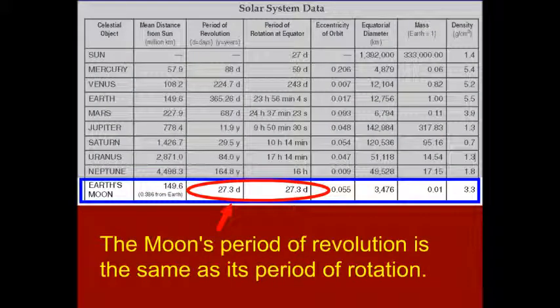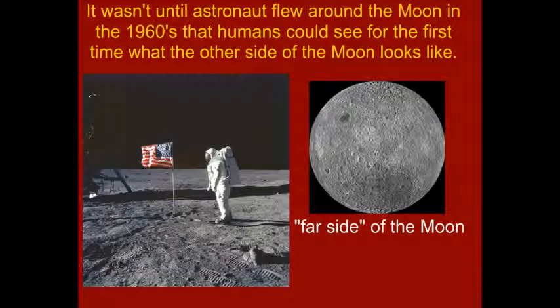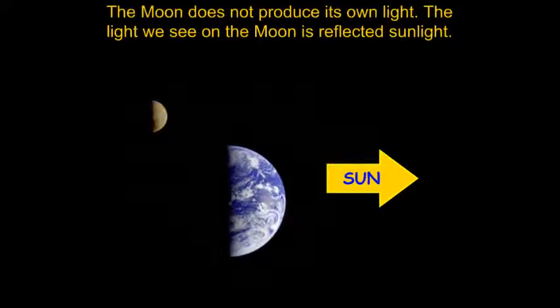And on page 15 of your reference table, you'll notice something unusual: the moon's period of revolution is the same as its period of rotation. And the result of this is that the same side of the moon is always facing the Earth. It wasn't until the 1960s during the moon missions that we first were able to see images of the far side of the moon. The moon does not produce its own light.